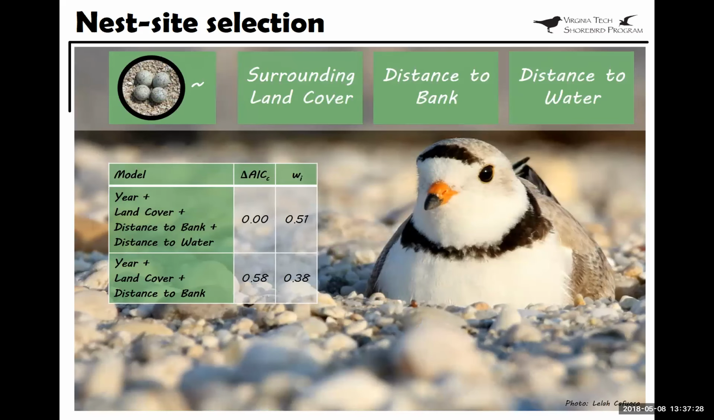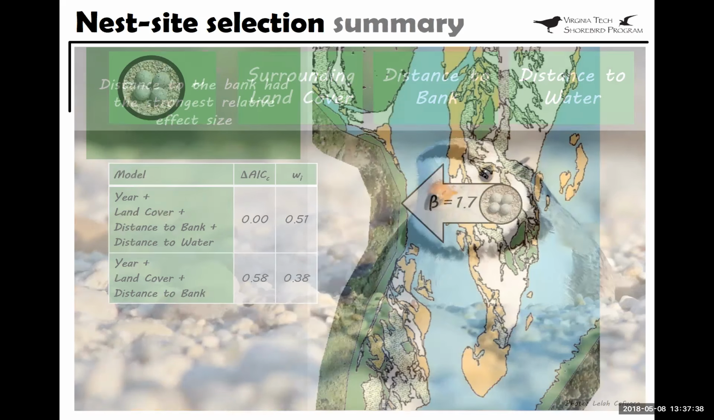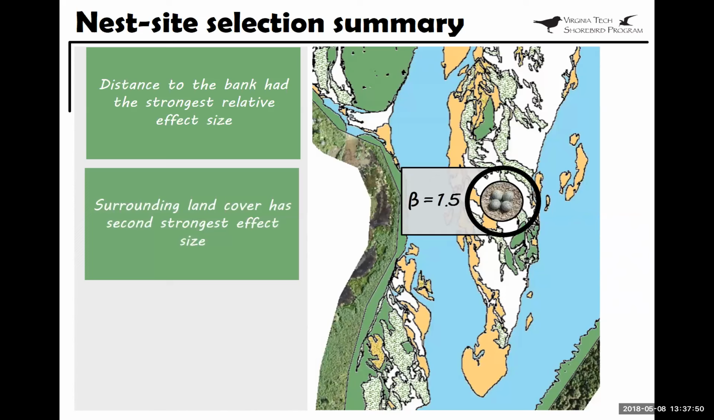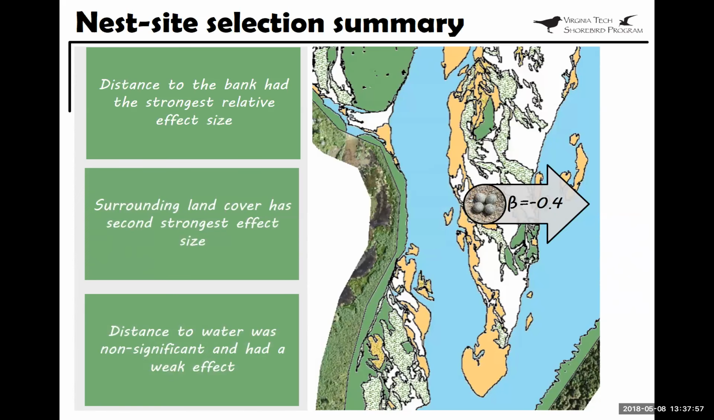Overall, we found that nest site selection was best described by the full model. The second model, which excluded only the distance to water variable, was also highly competitive. Distance to bank was the strongest predictor of nest site selection, and we centered and scaled all of these variables so that we could compare relative effect sizes. Surrounding land cover was also a significant predictor with a slightly lower effect size than distance to bank. And distance to water had a weak non-significant effect, with nests located no farther from water than random points.